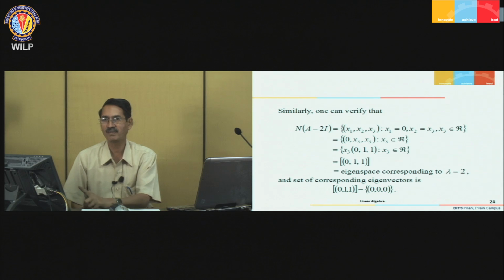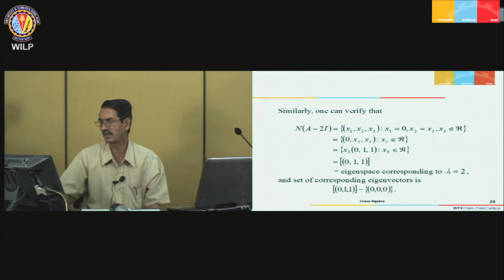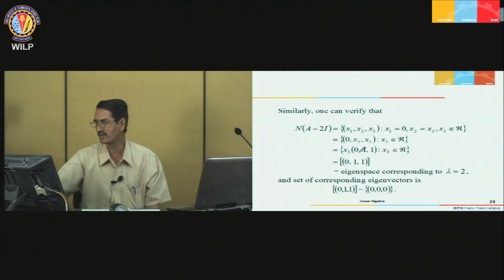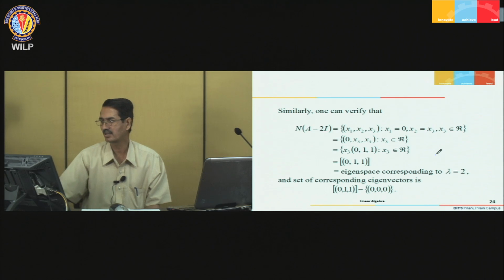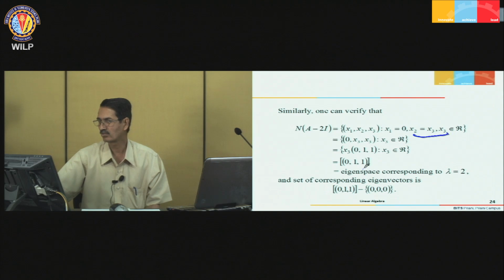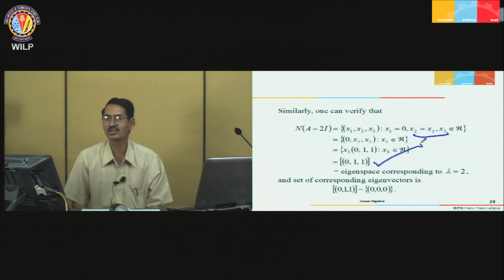You can verify that lambda equals 2 is also an eigenvalue of A. See what the null space of A minus 2I is: x1 is always 0, and x2 and x3 are both equal and any real number. This is equally important. So we can take (0, 1, 1), and the span of (0, 1, 1) is the eigenspace corresponding to lambda equals 2.